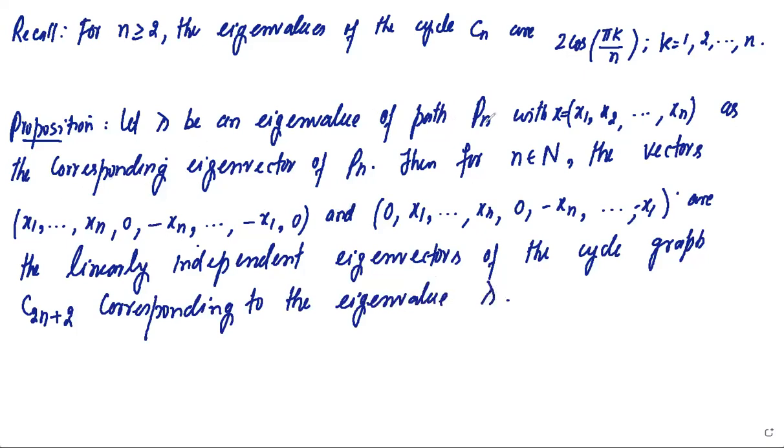It says that if we have a path Pn and lambda is an eigenvalue of Pn with x equal to this as the corresponding eigenvector, then the same lambda is an eigenvalue of the cycle graph C 2n plus 2, and the corresponding eigenvectors are these two, which are two linearly independent eigenvectors corresponding to the eigenvalue lambda of C 2n plus 2.